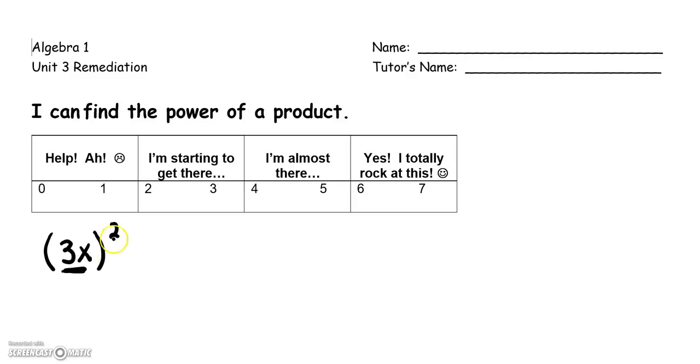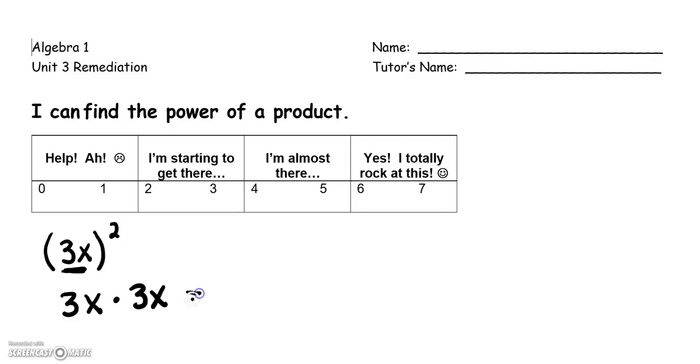So we have 3x to the second power. We know that that's the same thing as 3x times 3x. Whenever we take something to an exponent, we're saying take it, multiply it by itself that many times. So 3x all to the second power means take 3x times itself, 3x.